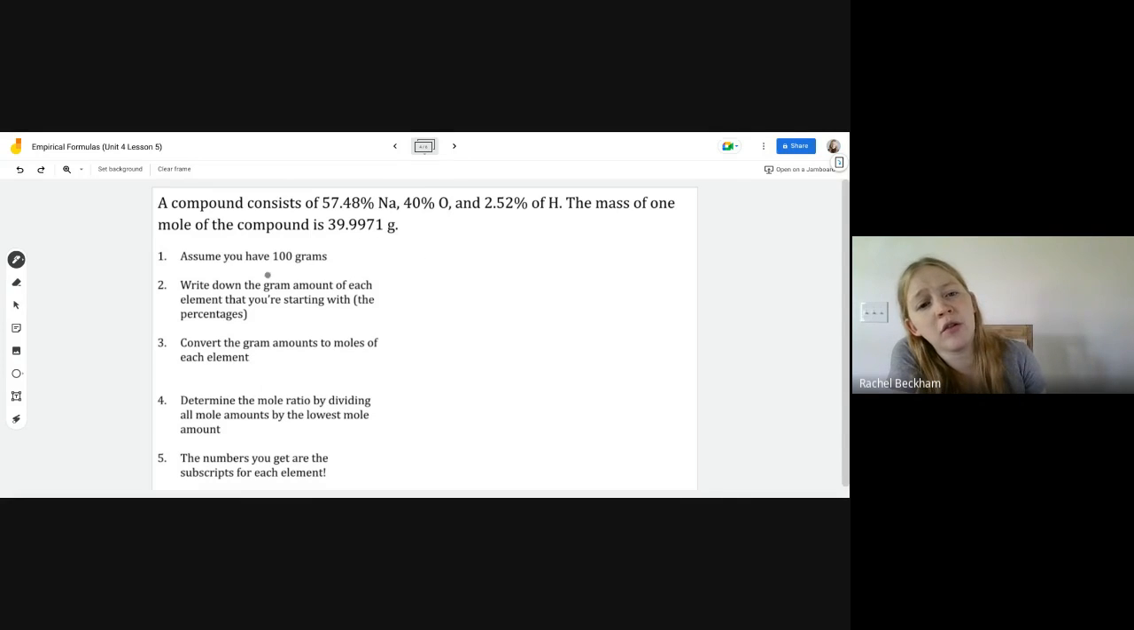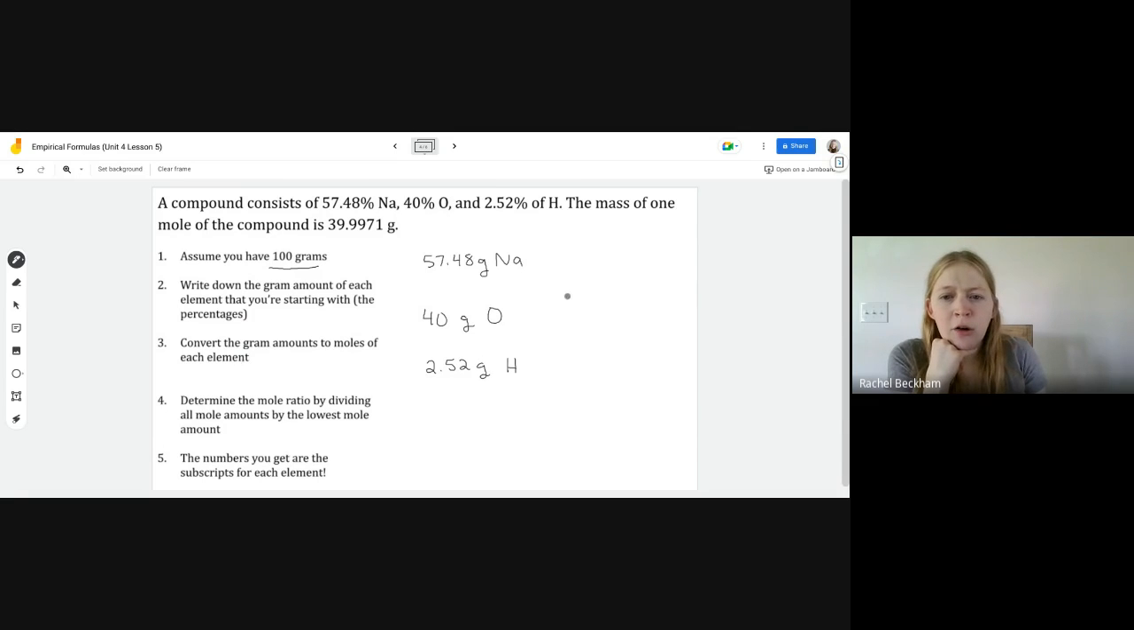So we're going to assume we have 100 grams. It says the compound has this percentage of Na, this percentage of O, and that percentage of H, right? Well, if you have 100 grams, then 57.48 of them would be sodium or Na. So basically, you're going to convert those percentages to grams. So write down with me, please. It would help you, I think, if you followed along this way. So convert these, just literally write them down again, but put grams instead of percent. Just like this.